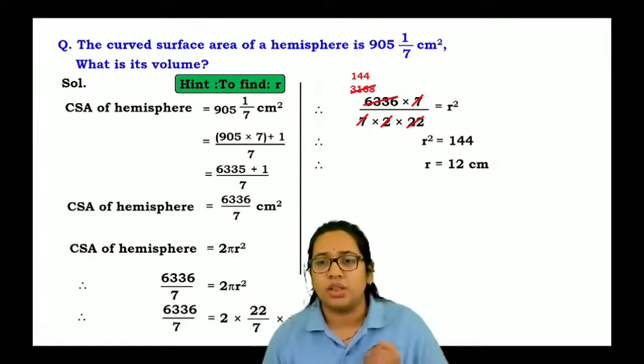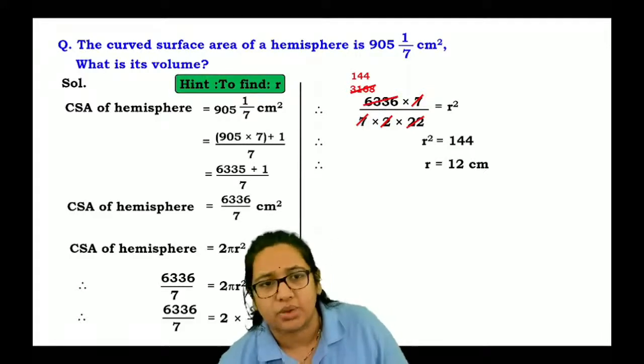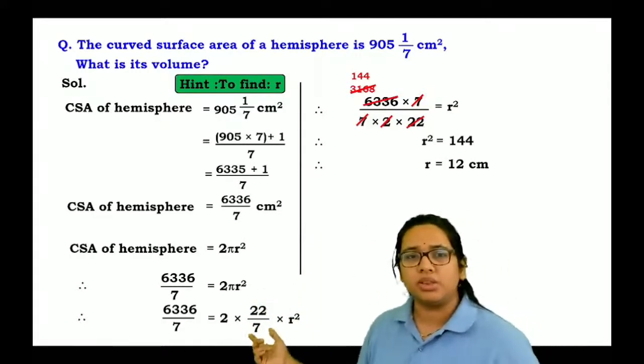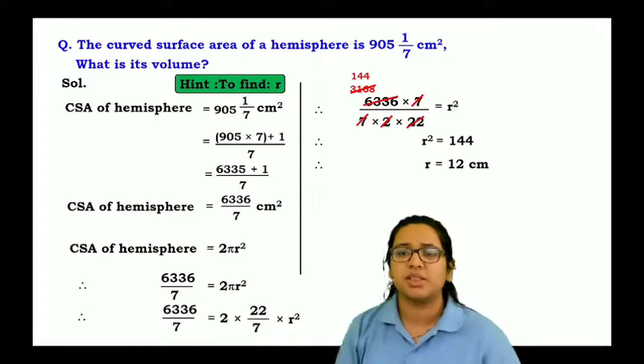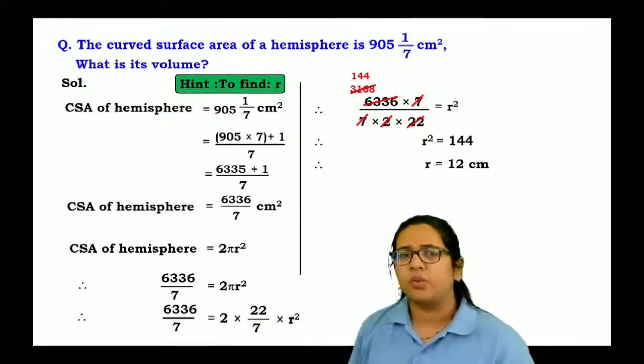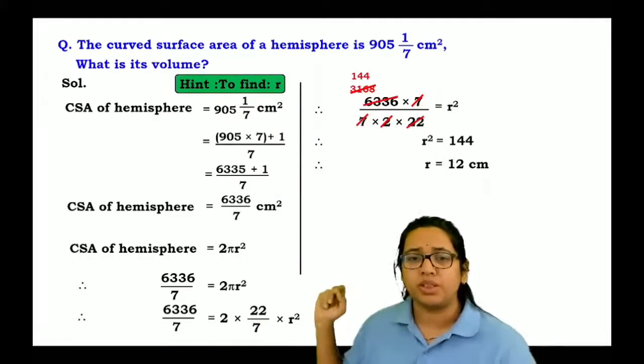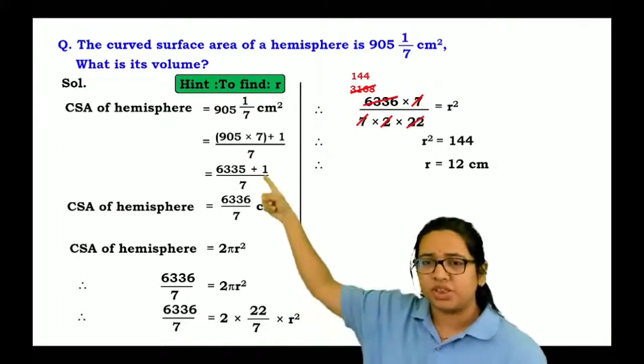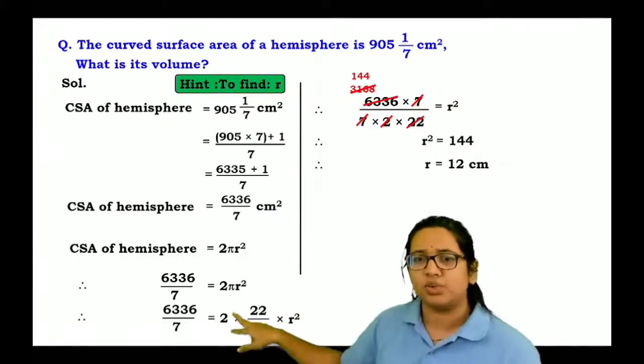So ma'am didn't get the calculation. Okay. This one or the mixed fraction one? Yes. We'll go for it once again. Which one? The mixed fraction into improper fraction or this one?